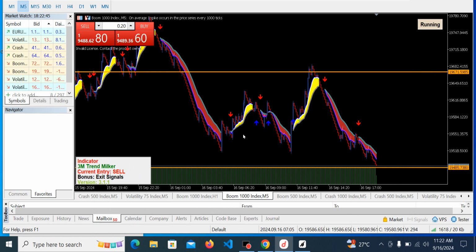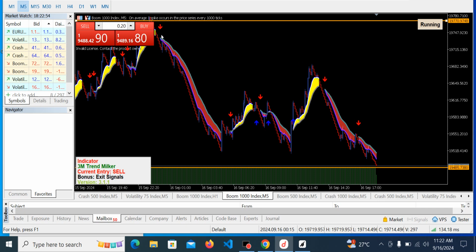Okay guys, this is Boom 1000. I'm on 5-minute time frame using the 3M trend Milka trading indicator. This started a downtrend right from the resistance zone. You can see the downtrend signal, and the sell signal started selling, got to this region, tried to go back on uptrend but was unable to go for long before coming back to try out the support zone again. So it was unable to break out from there, so it went back up, and of course came down again to break out from that support zone, and it is still selling at the moment. It's approaching a new support zone.